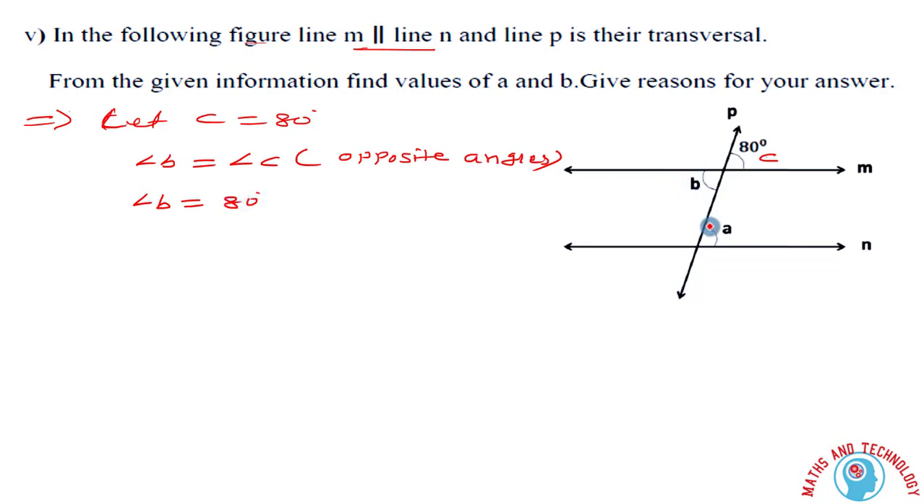Now angle B and A are alternate angles. Angle A equal to angle B. What is the reason? Angles are alternate angles, and alternate angles are congruent. So angle A equal to also B. B means value of B is 80 degrees. A equal to also 80 degrees.